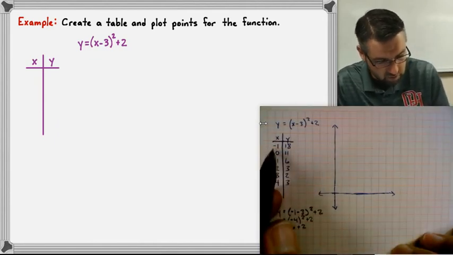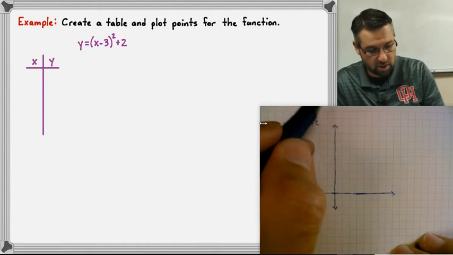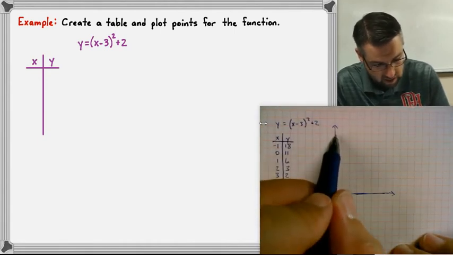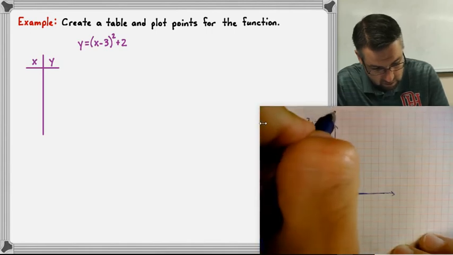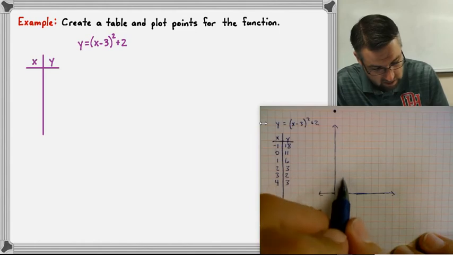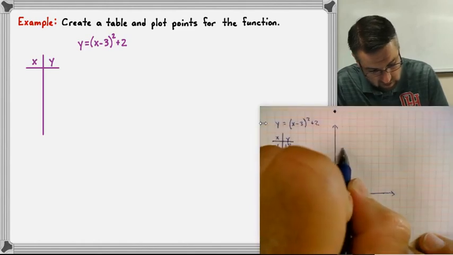So if I plot the first one, -118 is way up here, so I'm not going to do that one. 0, 11, well, 2, 4, 6, 8, 10, 11. I better do that one. 0, 11 right there, okay? 0, 11. 1, 6, 2, 4, 6, okay?